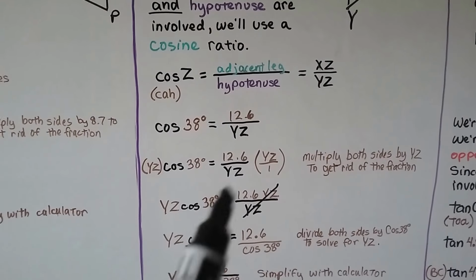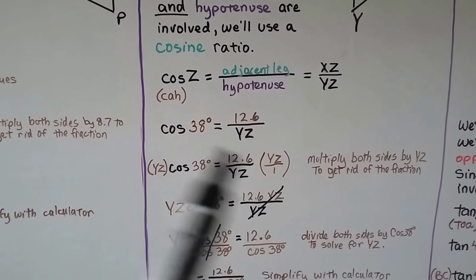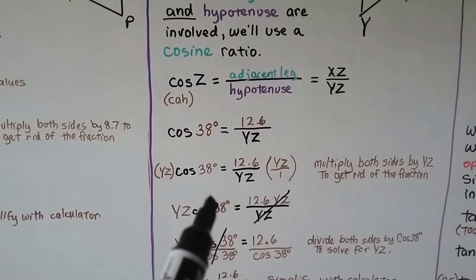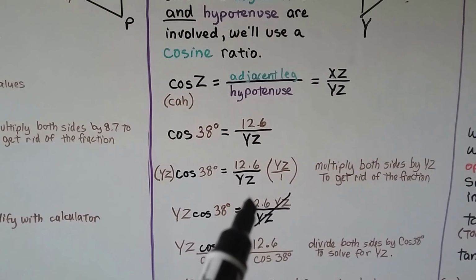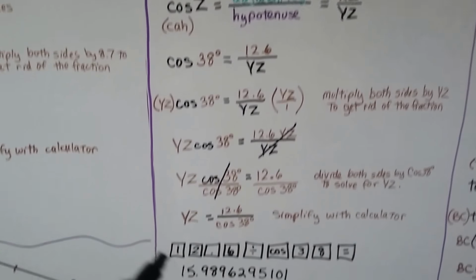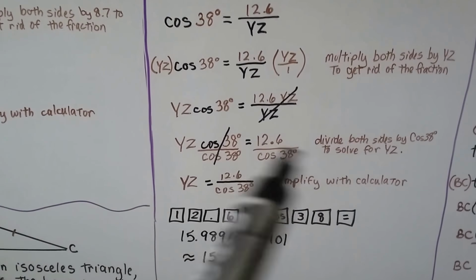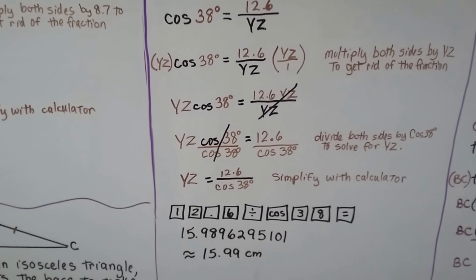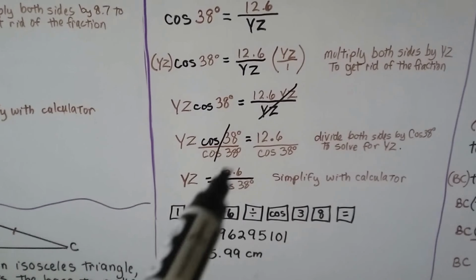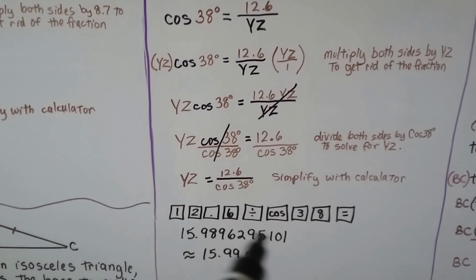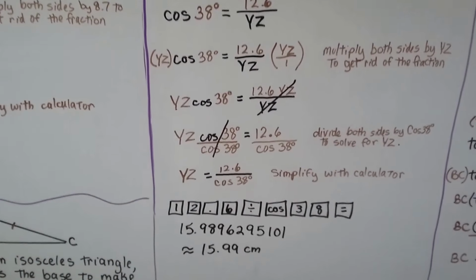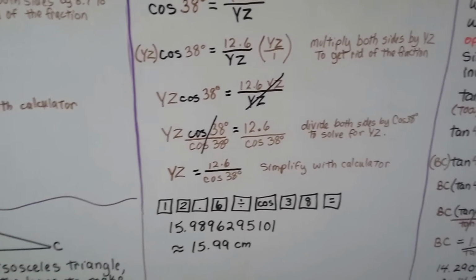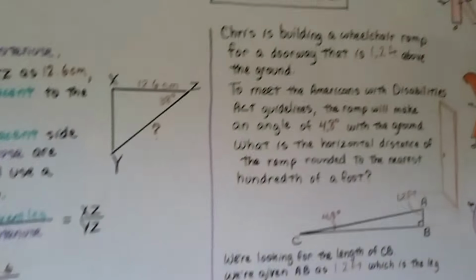We multiply both sides by YZ, the denominator, to get rid of the fraction right here. And we get YZ times the cosine of 38 degrees is equal to 12.6. And this cancels out as a 1. We can divide both sides by the cosine of 38 degrees, and we're left with YZ is equal to 12.6 divided by the cosine of 38 degrees. We can do 12.6 divided by cosine 38 equals and find that it's approximately 15.99 centimeters. All right? Hope I'm not going too fast for you.